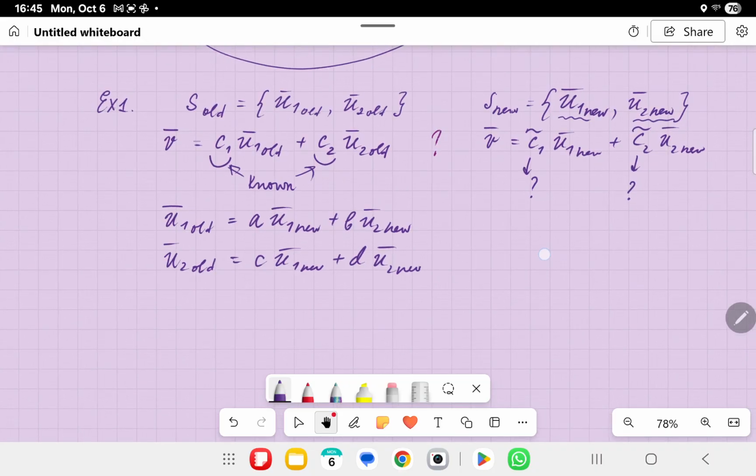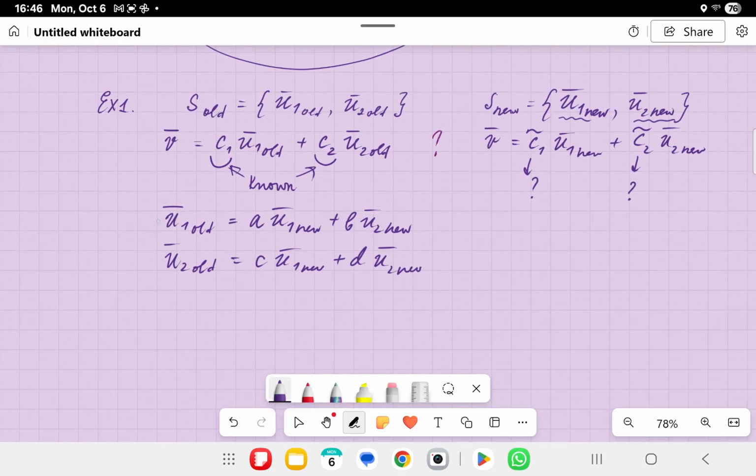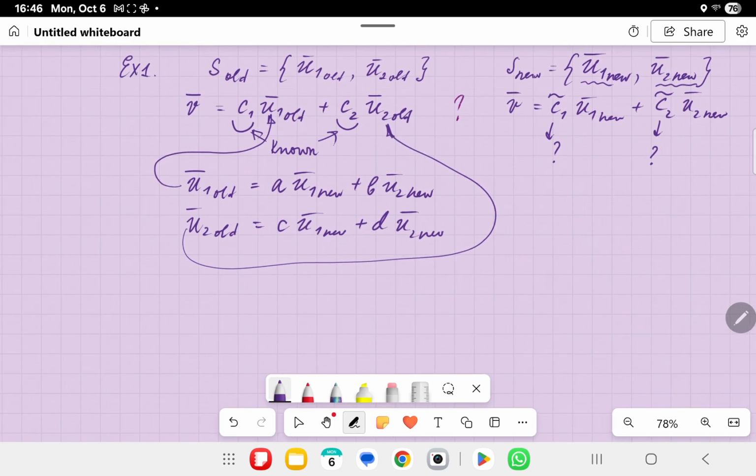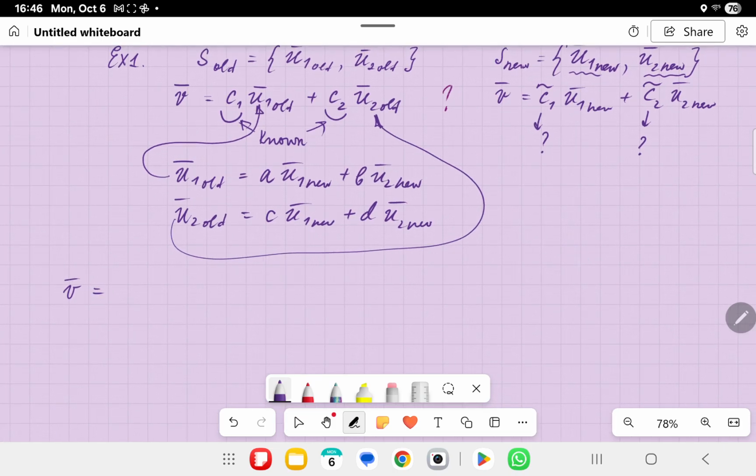What then am I going to do? Well, I'm going to plug these expressions into my formula instead of the old vectors. How is it going to help me? It's going to be a little bit long, but when we do this, we are going to get the formula and then we can use it. We don't need to do this operation every time we need to change the basis.